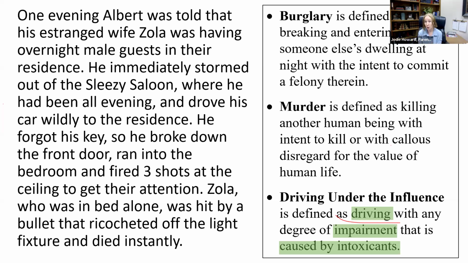So it's not enough that he broke down the front door. It has to be both breaking and entering, right? So the running in accomplishes the entering in. And somebody mentioned earlier that it was his estranged wife. So maybe it wasn't his home. Did they still dwell in the same home? Somebody else mentioned, but he had a key, but he forgot his key, right?